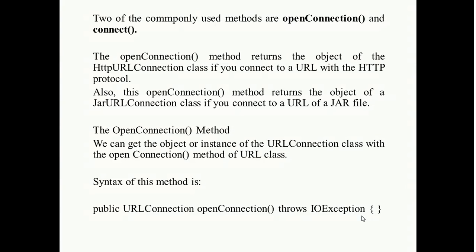The URLConnection class contains many methods, but the most commonly used methods are openConnection and connect. The connect method is used to make a connection to the remote object. So two methods are there: the openConnection method is used to create a connection object on a URL, and the connect method is used to make a connection to the remote object.